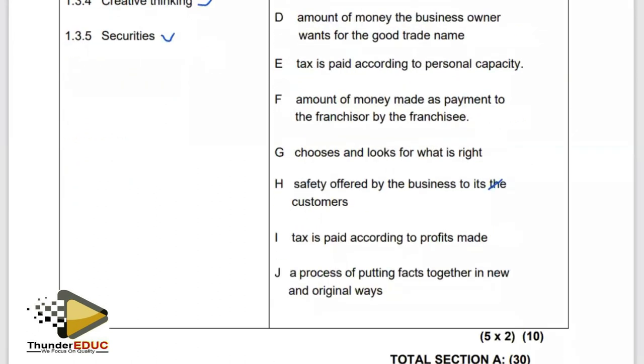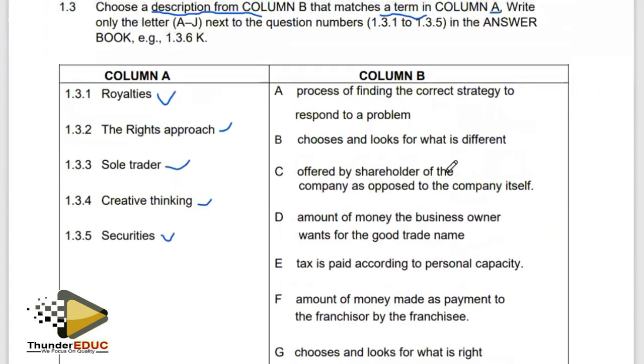You can come here and say, a process of putting facts together in a new and original way. Yeah, there's something I saw here. Okay, we have something in that relationship, which is creative thinking. Okay, let's start again. After going through those aspects, we can still go back and find out what our most appropriate answer is. Don't ever make the mistake of choosing the answer before going through all the alternatives given.